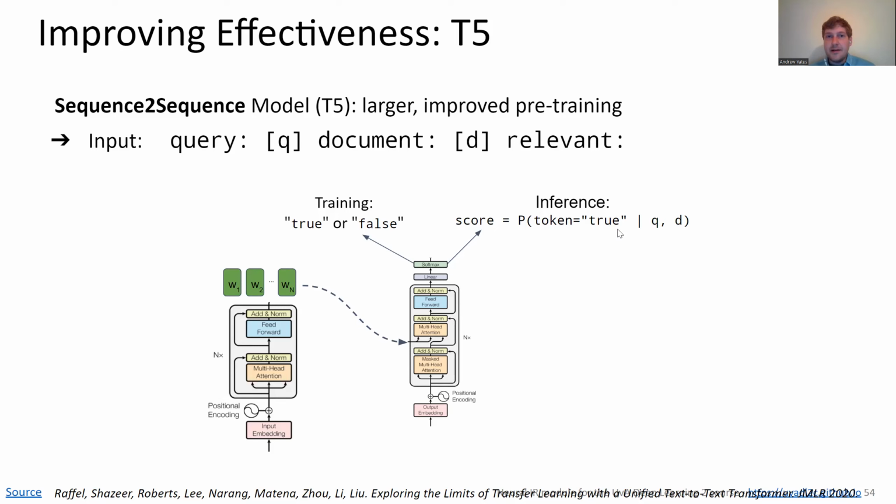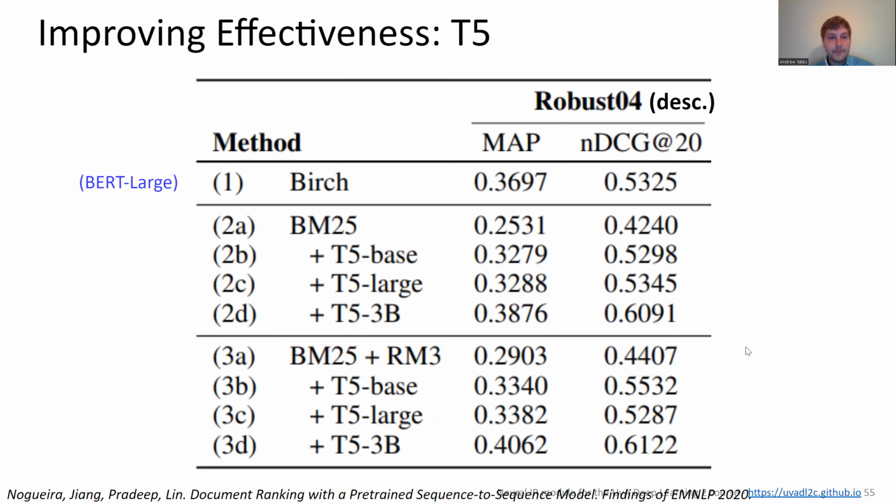So in this way, T5 can be used as a ranking model. This is also Rodrigo Nogueira's work. You see the citation here, "Document Re-ranking with a Pre-trained Sequence-to-Sequence Model."